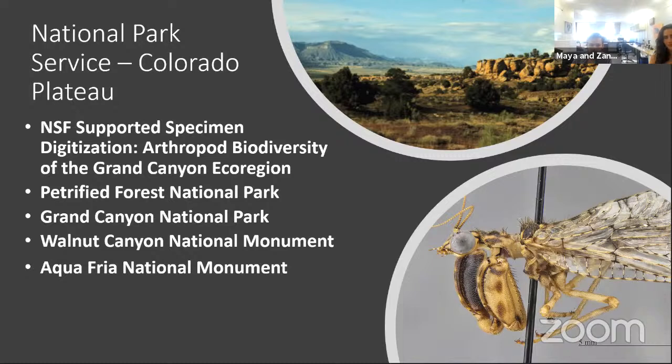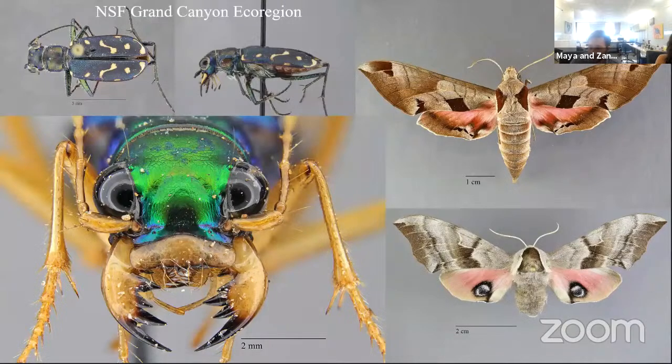Sometimes they're protected from, say, significant human impact, or they just have a unique climate due to the geography of the area. Anyway, we've collected from these places due to our permit holdings, and I'll show you some of the images that we've produced from there. For instance, here we have this tiger beetle.